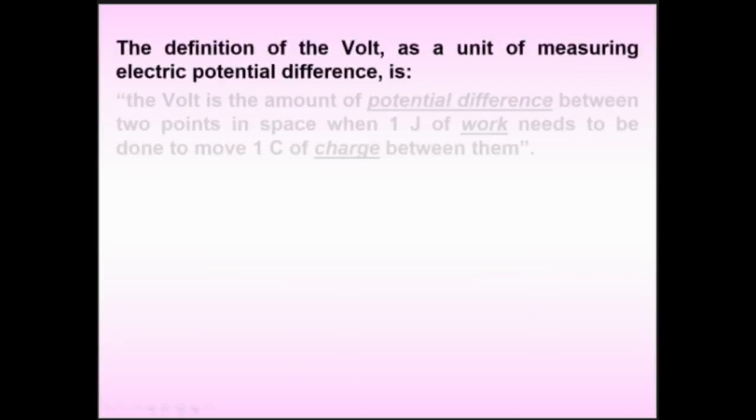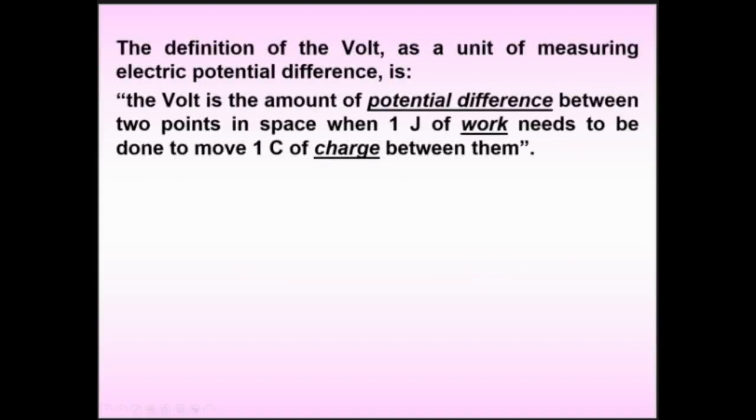So the definition of a volt is what? The volt is the amount of potential difference between 2 points when 1 joule of work needs to be done to move 1 coulomb of charge between them. So whenever you connect your hooks and it reads 1 volt, you know this circuit burns 1 joule of energy to move 6.25 times 10 to the 18 individual electrons from that point to that point.